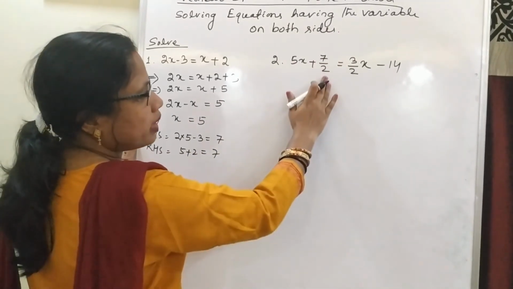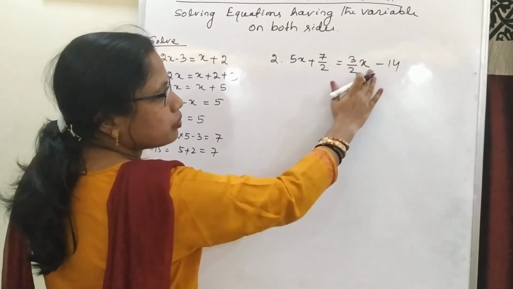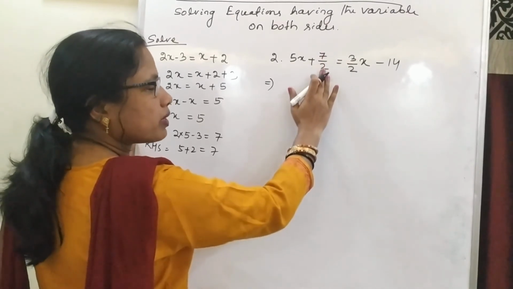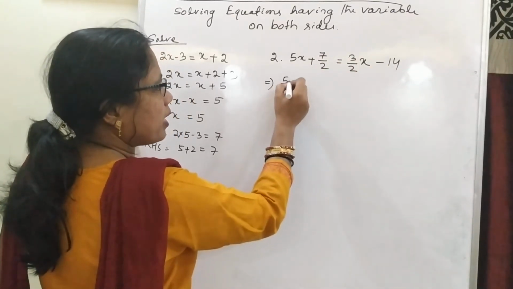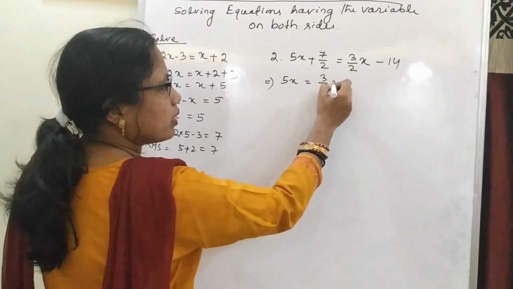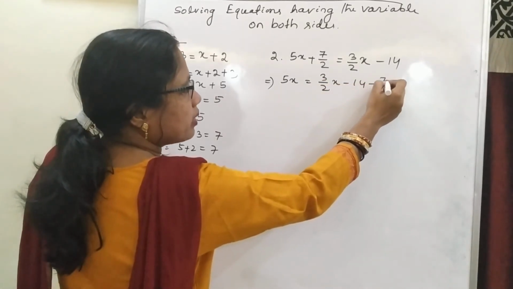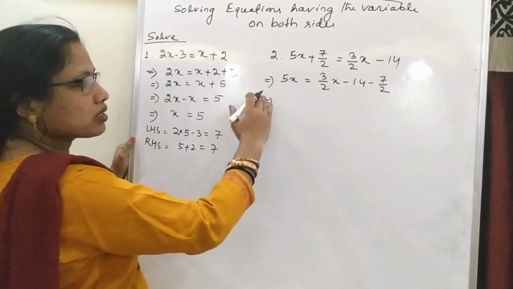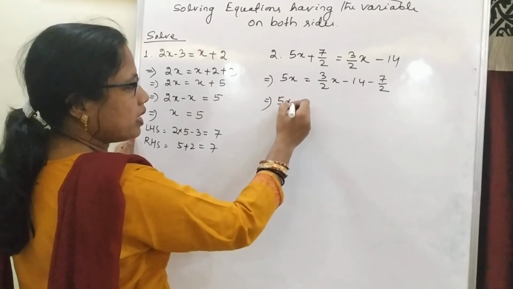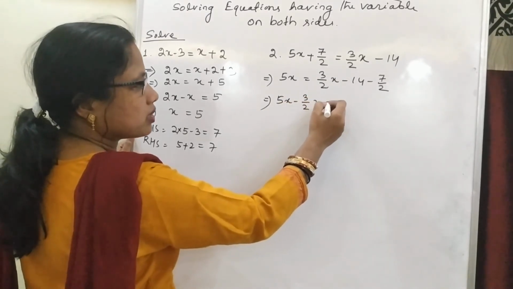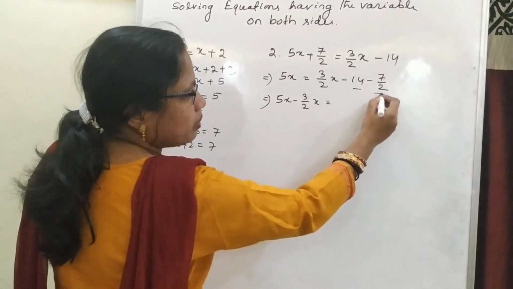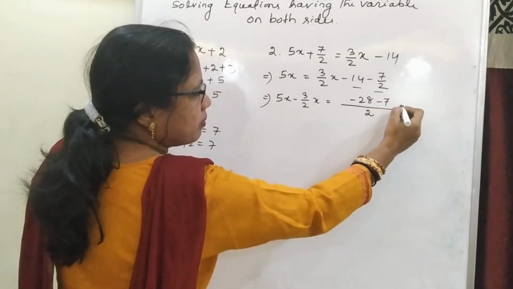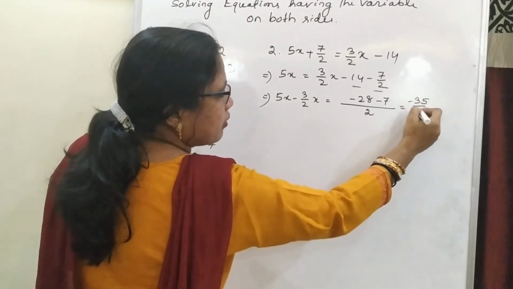5x plus 7 by 2 is equal to 3 by 2x minus 14. So this implies first we have to transfer 7 by 2 to the right side. So 5x is equal to 3 by 2x minus 14 minus 7 by 2. Then we will transpose 3 by 2x to the left hand side. So 5x minus 3 by 2x is equal to minus 14 minus 7 by 2. LCM is 2, minus 28 minus 7. So this is equal to minus 35 by 2.